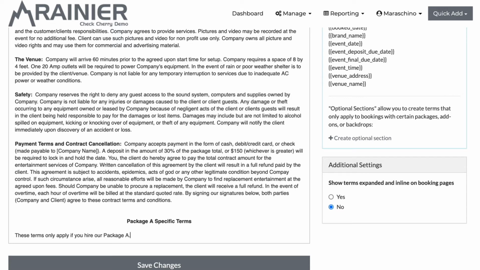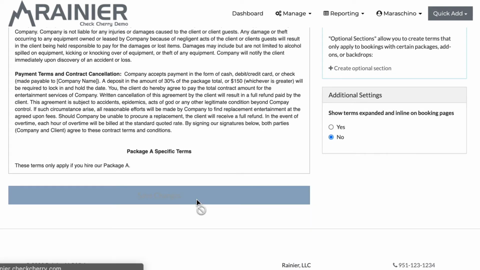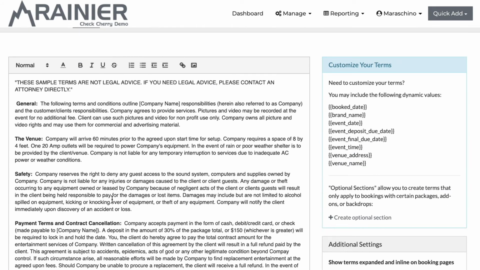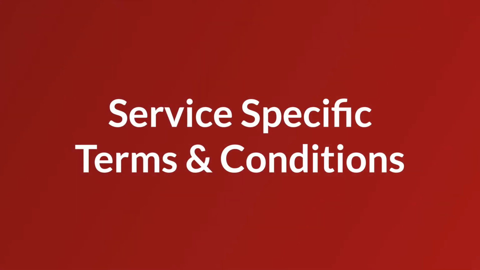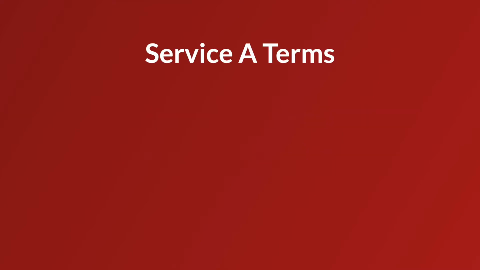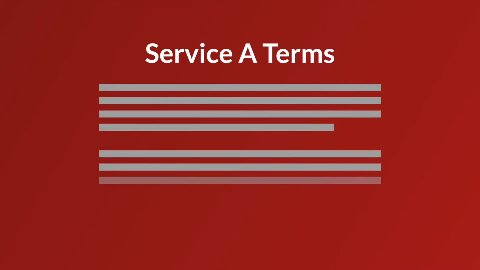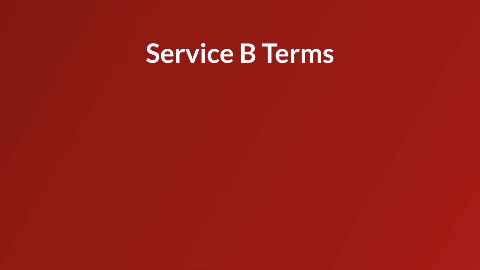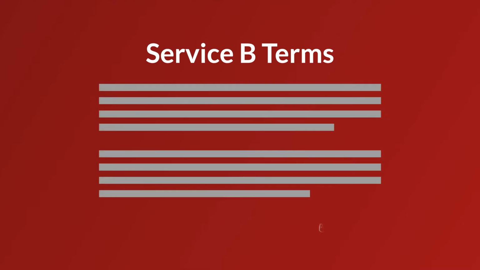Oops, A. And I would save that. Again, it all is going to live in this box underneath the terms. It's also possible that you offer different services that are materially different and they need completely different terms and conditions. That might look something like this. We have service A terms, several paragraphs, and if somebody books service A, that's what they sign off on. And if they book service B, again, completely separate terms, and they sign off on that.